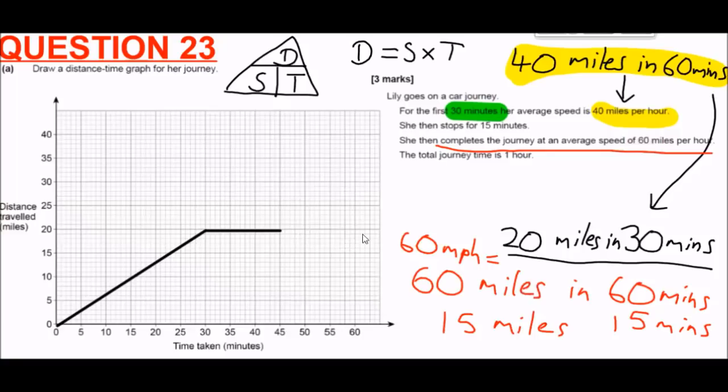And so what she'd do from 45 to 60 is her distance travelled would go up from 20 up a further 15 miles. 20 plus 15, that would take her to 35 miles travelled. And so the final bit of the graph would be to take us from 45 to a time of 60 and a distance of 35. And so the final portion of the graph looks like that.